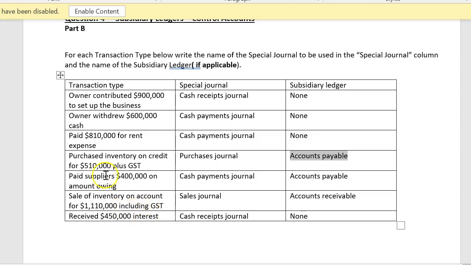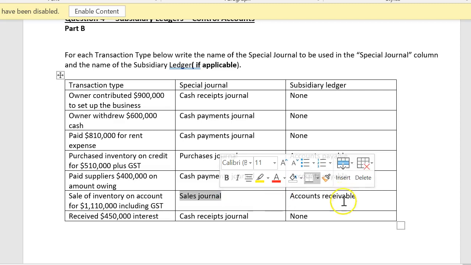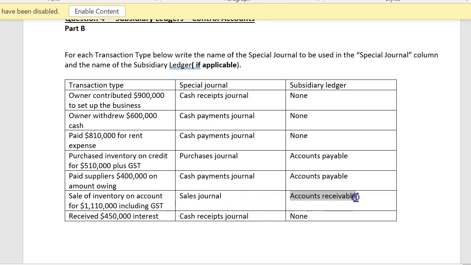transaction. Paid suppliers $400,000 on amount owing. Again, they paid $400,000, which represents a cash payment, and it's recorded in the cash payments journal. Since they paid on amounts owing, the subsidiary ledger is accounts payable. Sale of inventory on account for $1.1 million, including GST. So guys, all credit sales of inventory are recorded in the sales journal. Since this is a credit sale, accounts receivable is affected.